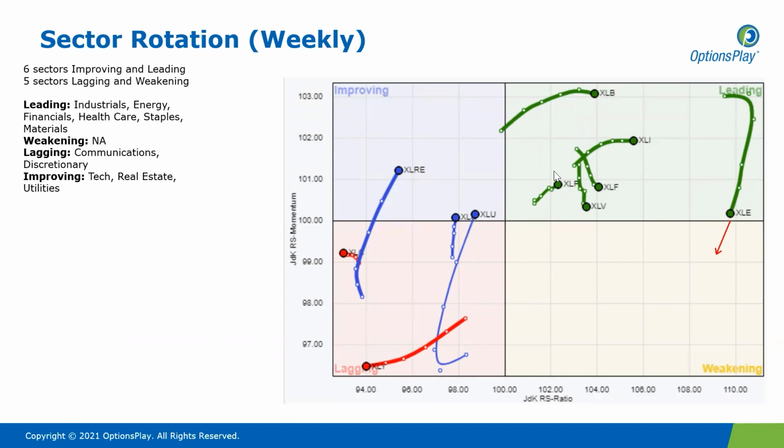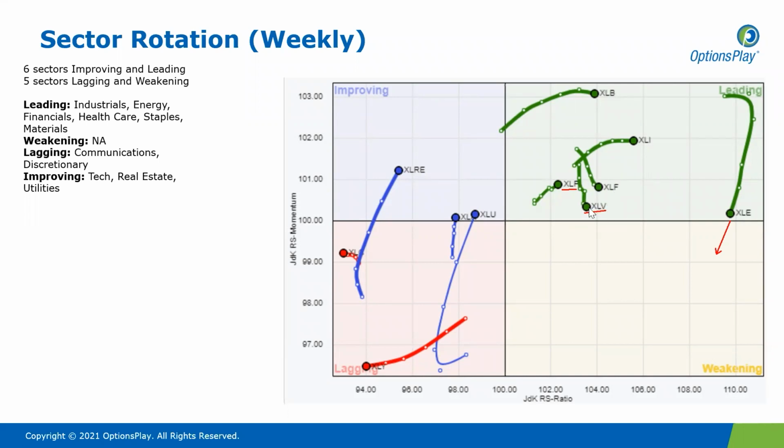But we have financials, healthcare, staples, industrials, and materials all in the leading category. Our defensive sectors in healthcare and staples, the two or three defensive sectors, are still in the leading category. However, healthcare is losing some relative momentum.